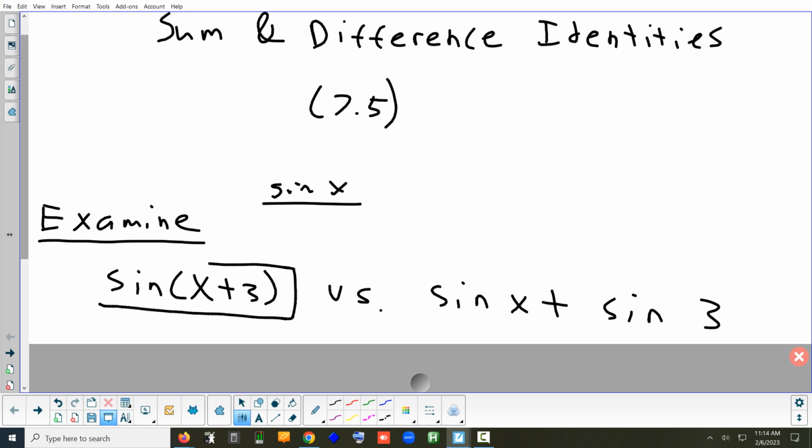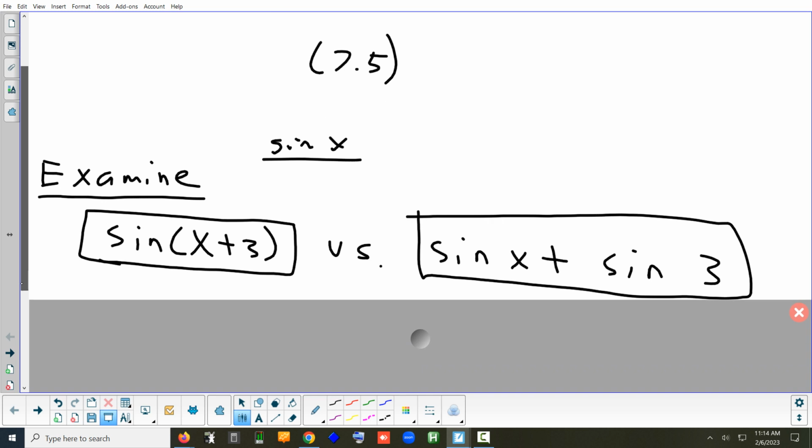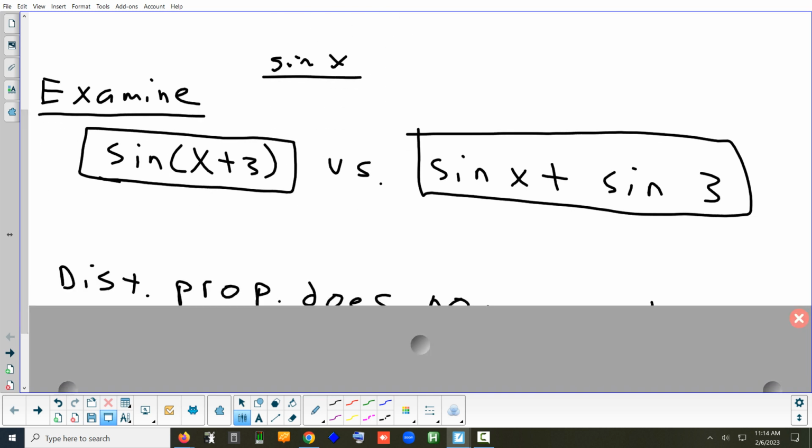What would this one be doing? It would be shifting it left 3. What would this one be doing? It would be increasing up by 3. It would be shifting it up the sine of 3, whatever that is. So, is that the same transformation? No. So, they wouldn't look the same at all if you graph them.